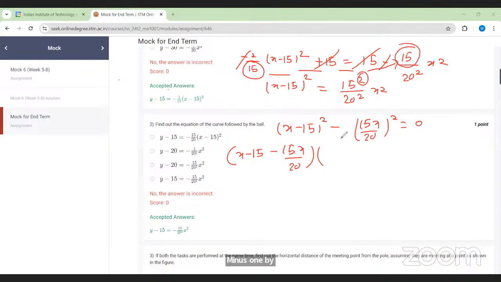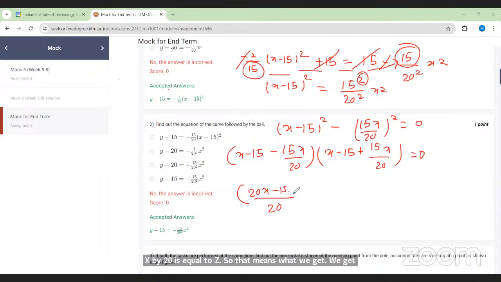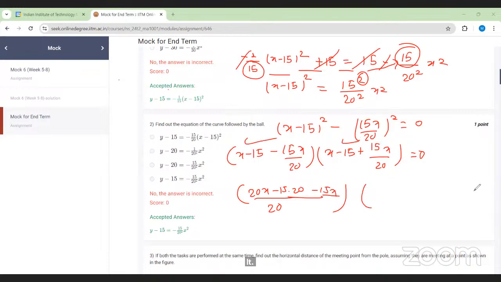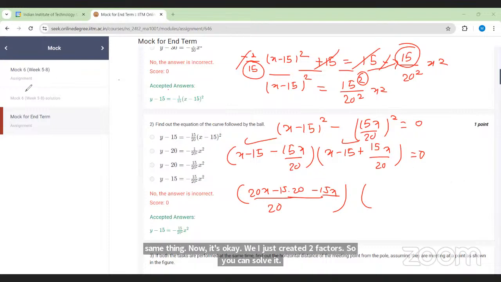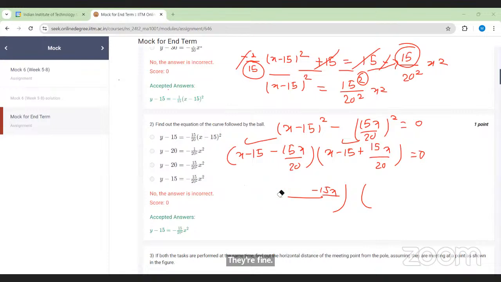So it will be x minus 15 plus 15x by 20 is equal to 0. So that means we take LCM to be 20. It will be 20x minus 15 into 20 and minus 15x, right? I just created two factors, so you can solve it. Okay, is it fine? Okay, ma'am. I left that 15, so that only I didn't get the answer. Thank you so much, ma'am.